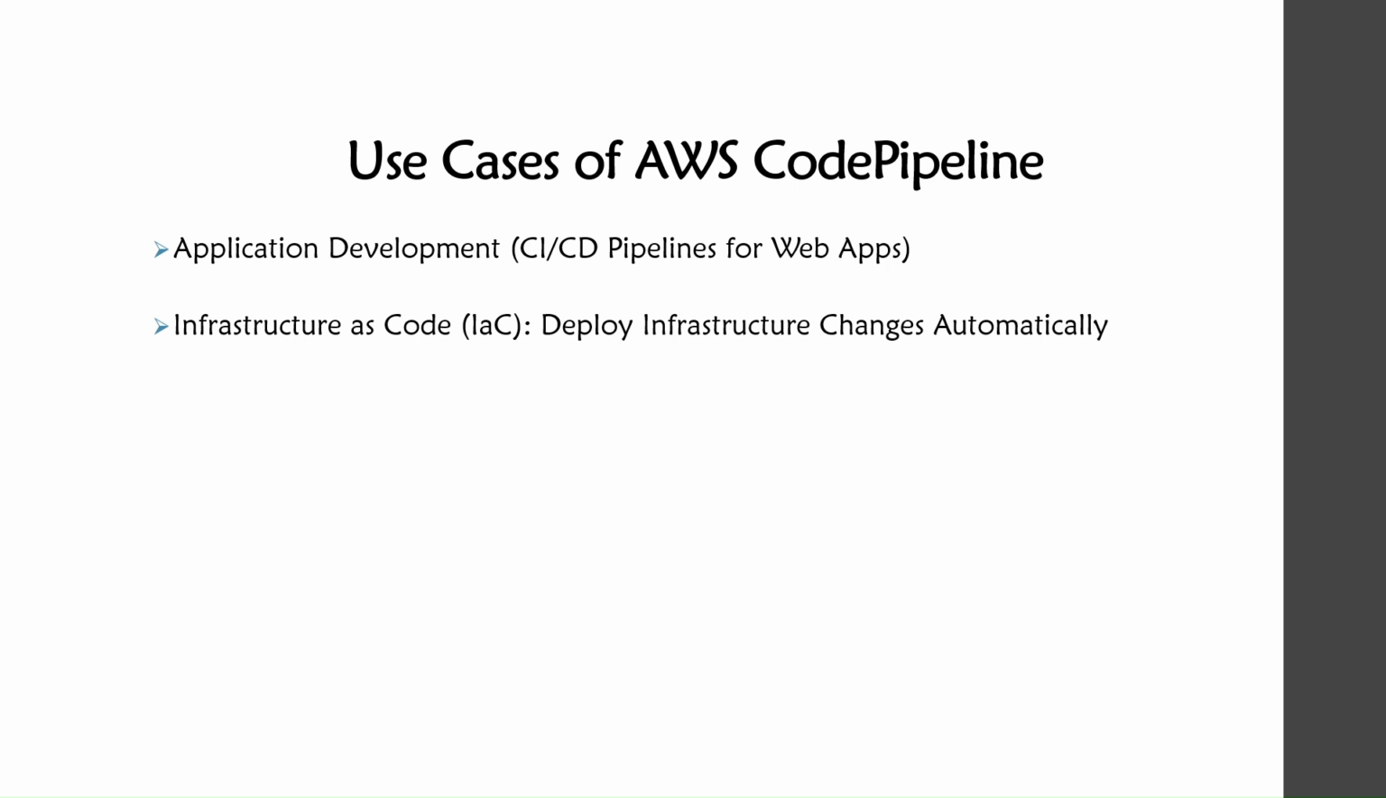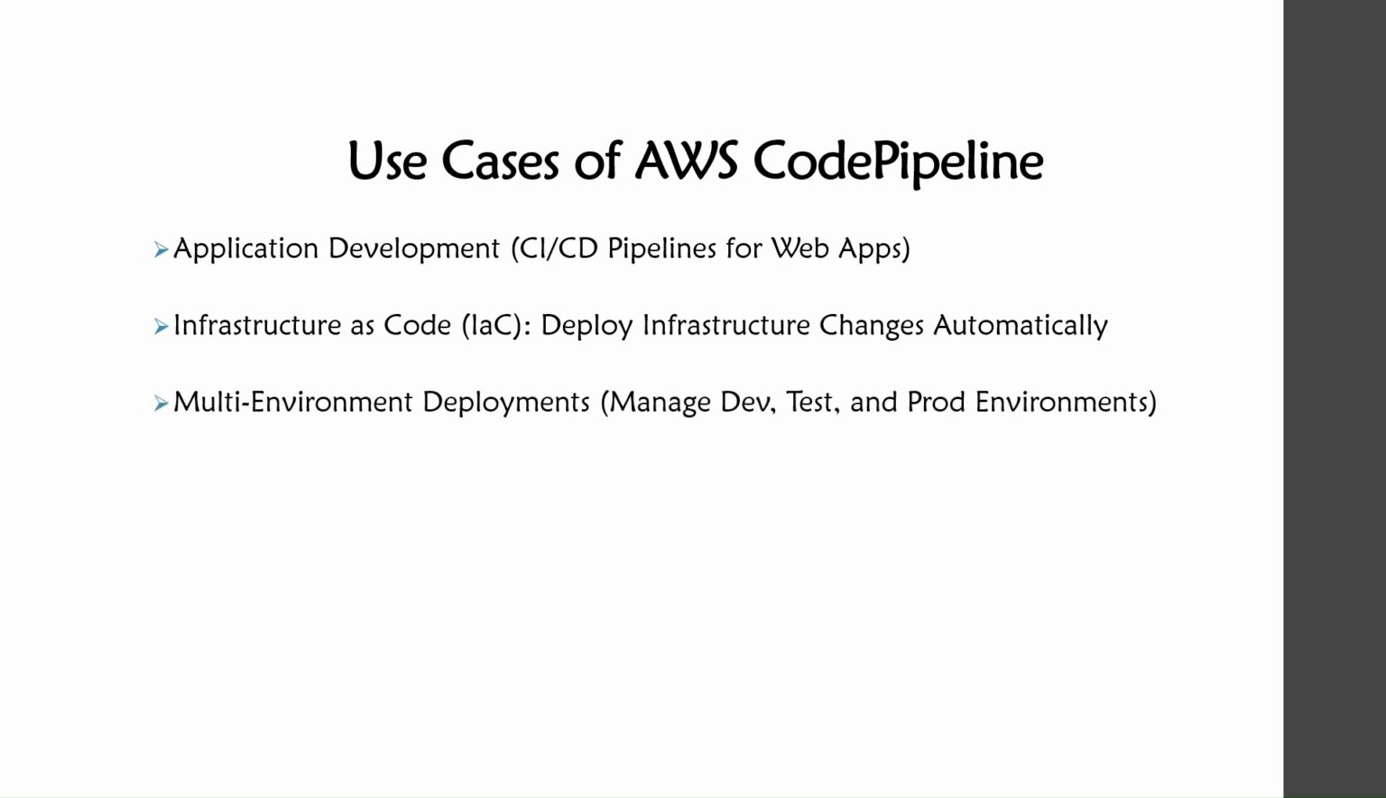AWS CodePipeline can be used to deploy infrastructure as code templates to manage infrastructure. Whenever infrastructure changes are needed, CodePipeline automatically triggers the pipeline to apply the changes, ensuring that the infrastructure is updated and consistent across environments without manual intervention. So for example, it automatically deploys infrastructure changes like adding new AWS services like EC2 instances or S3 buckets, or updating security policies and network configuration using CloudFormation templates.